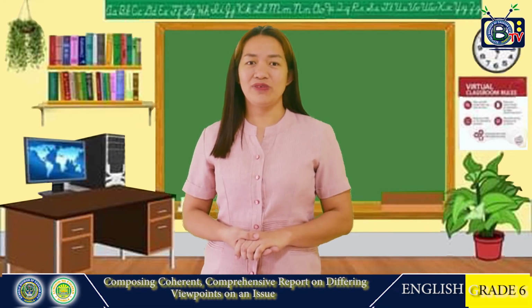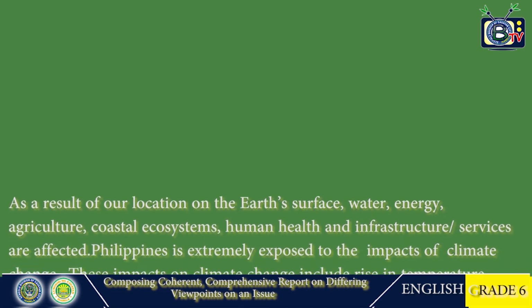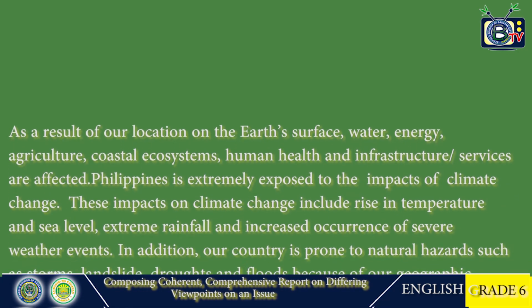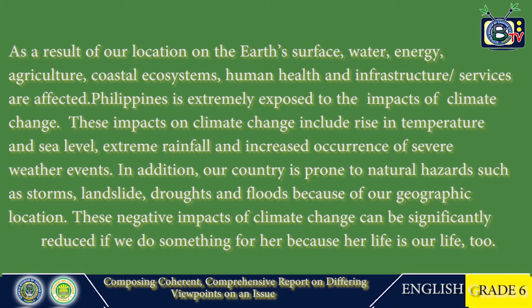For your final activity, I want you to write the following sentences in paragraph form and in correct order to make a coherent report. As a result of our location on Earth's surface, water, energy, agriculture, coastal ecosystems, human health, and infrastructure services are affected. Philippines is extremely exposed to the impacts of climate change. These impacts on climate change include rise in temperature and sea level, extreme rainfall, and increased occurrence of severe weather events.